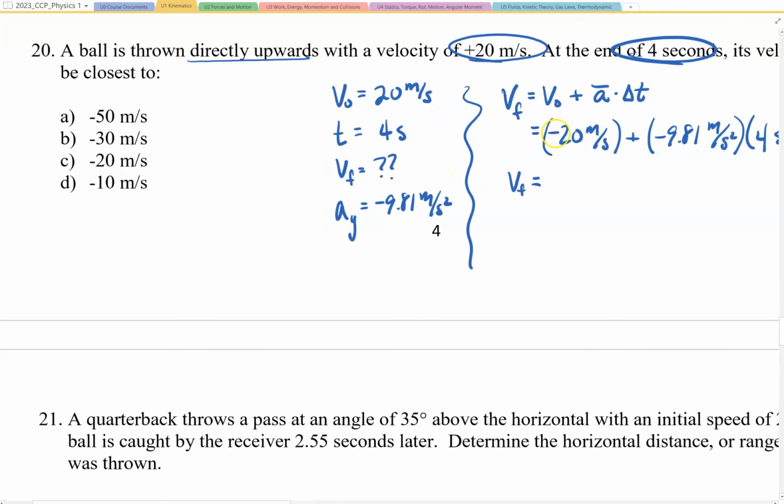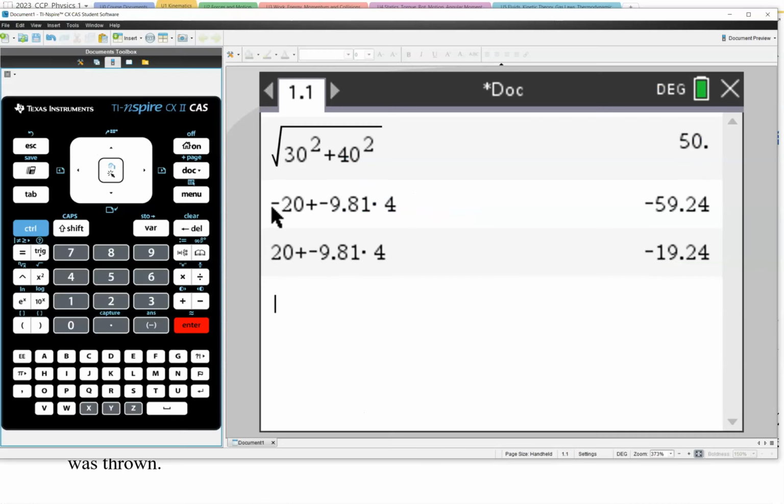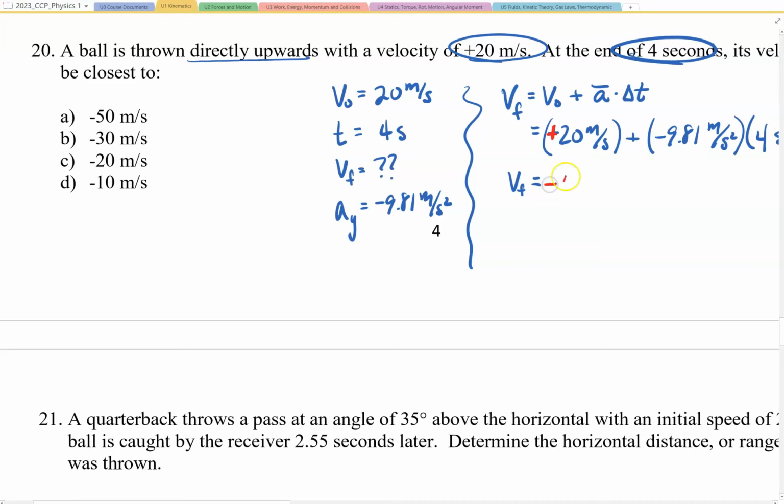And of course I realized a mistake as I was computing this. Our initial velocity was a positive 20 meters per second, so that's going to change some things. If I go to the calculator and take a look at the result here, negative 20, if that was our initial velocity, technically we were throwing the ball downward, it would eventually have gained a velocity of negative 59. If we had thrown the ball upward, then at the end of 4 seconds, it has a velocity of negative 19. So that tells me that we threw the ball upward with 20 meters per second velocity, and after 4 seconds, it's now got a negative velocity, so it must be on its way down. So negative 19.24 meters per second.